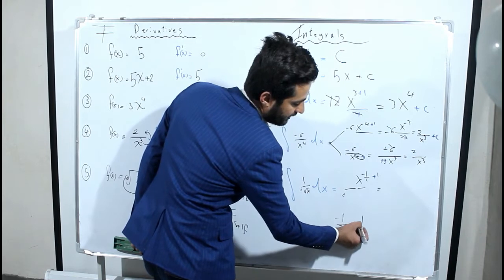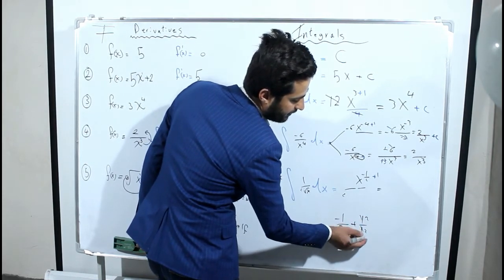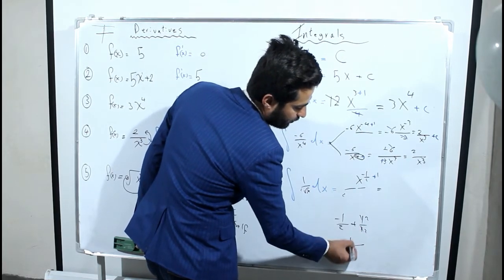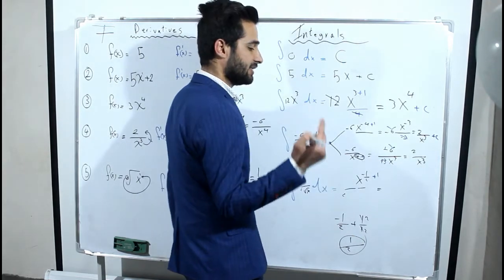It becomes what? The denominator is 1, and multiply by 2, it becomes 2 over 2. Then -1 plus 2 is 1. 1 over 2 is the answer. Or you can say half plus 1, it means half.